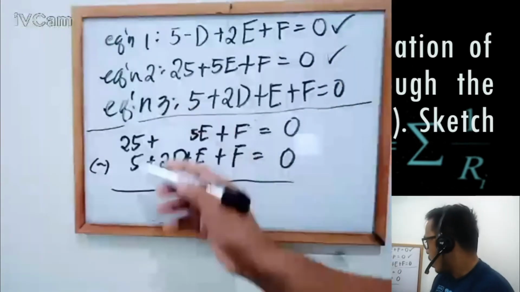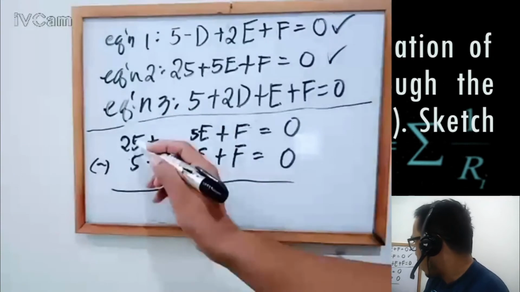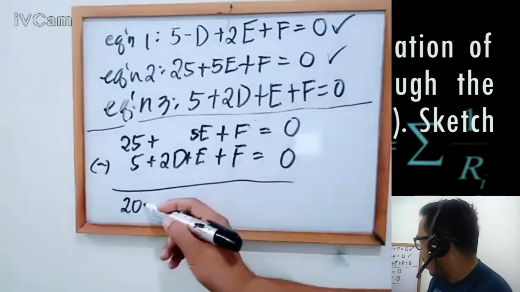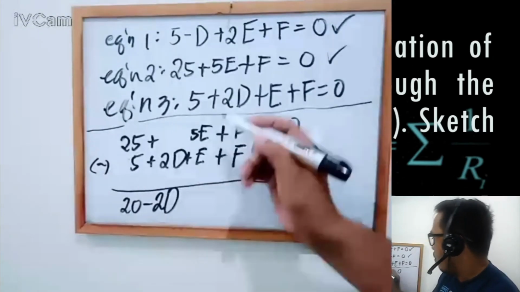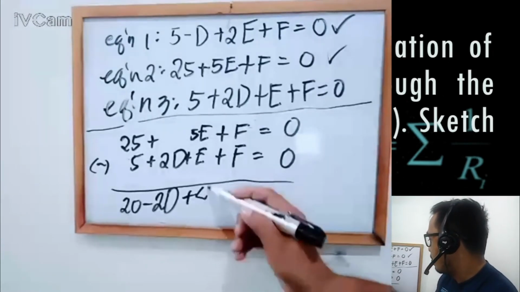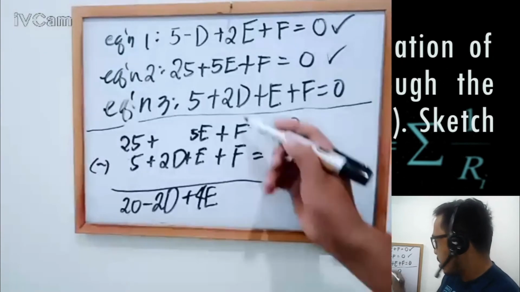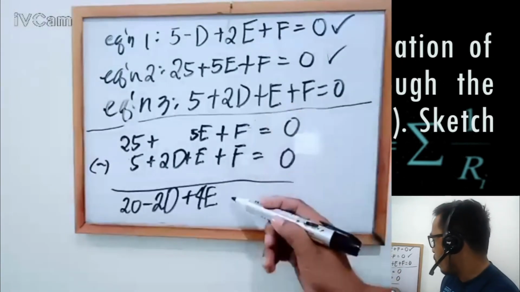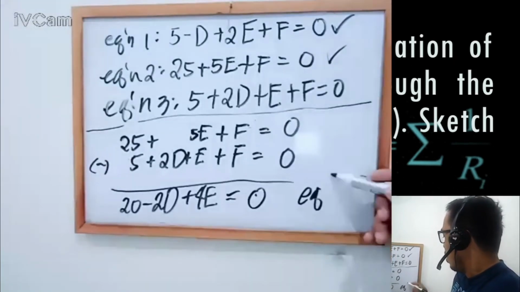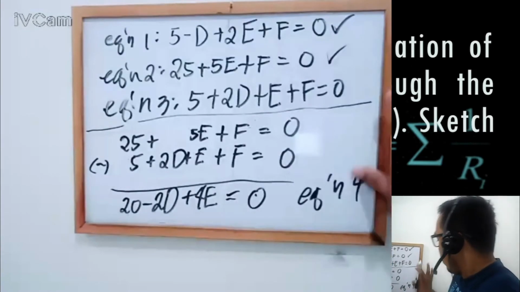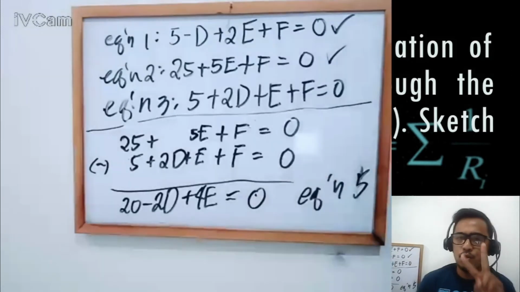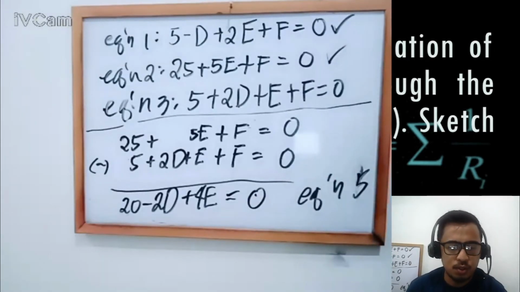So we subtract here, so you will have 25 minus 5 is 20, 0 minus 2d is negative 2d, 5e minus e is positive 4e, plus the one that we want to eliminate, f. Of course it will be 0. 0 minus 0 is also 0. We label it as equation number 5. So we have now two equations having two unknowns.